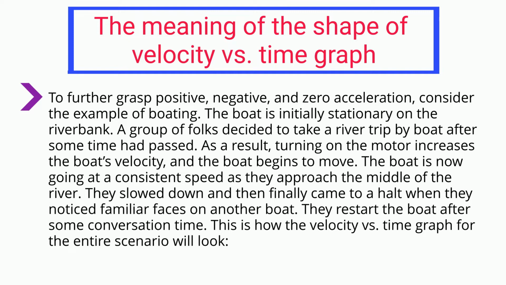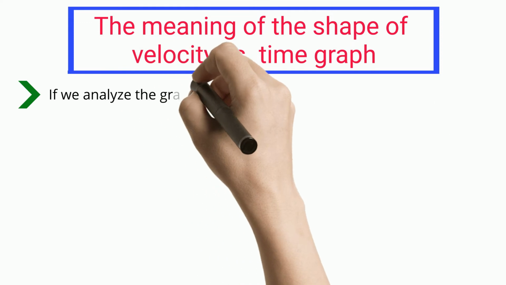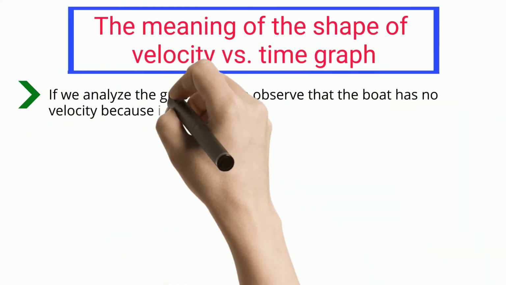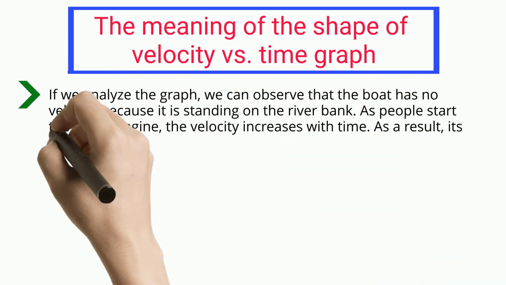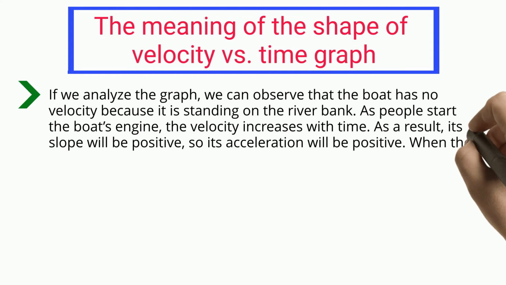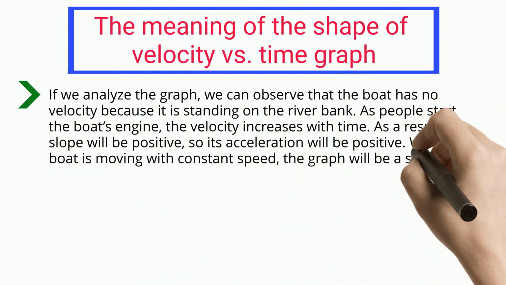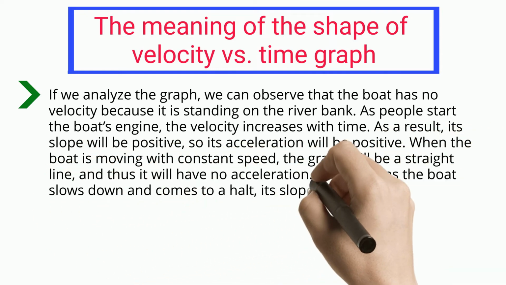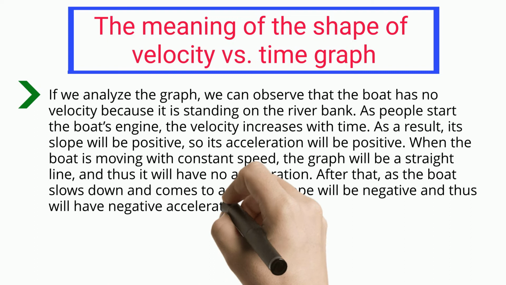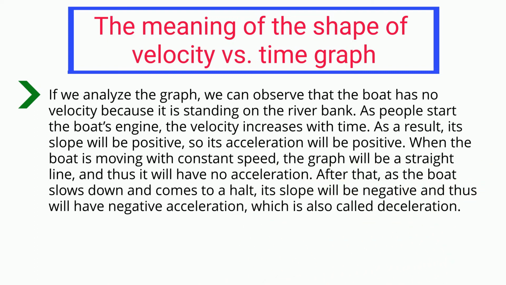This is how the velocity versus time graph for the entire scenario will look. If we analyze the graph, we can observe that the boat has no velocity because it is standing on the river bank. As people start the boat's engine, the velocity increases with time. As a result, its slope will be positive, so its acceleration will be positive. When the boat is moving with constant speed, the graph will be a straight line, and thus it will have no acceleration. After that, as the boat slows down and comes to a halt, its slope will be negative and thus will have negative acceleration, which is also called deceleration.